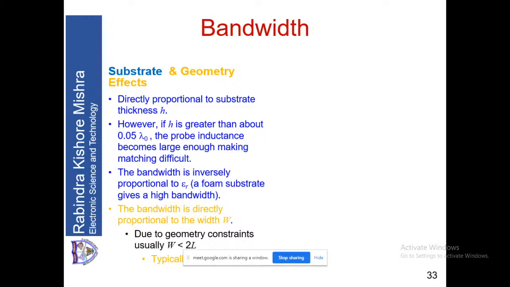What we do mostly is we take W equal to 1.5L. Of course, we can increase that from 1.5 to 2. Between these two values, you can take W when you are designing the microstrip antenna. So typically W is equal to 1.5L.